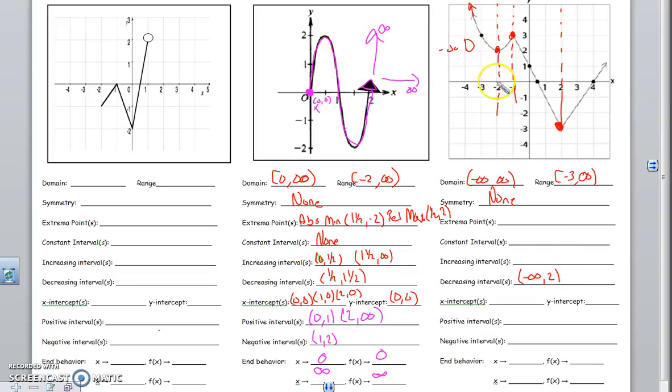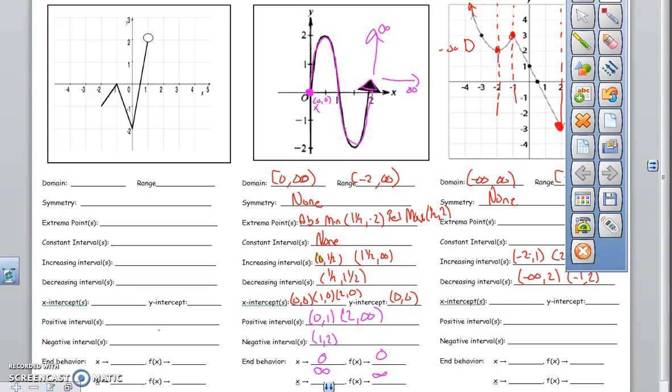And this, between negative 2 and negative 1, is going up a little bit. So there's an increasing interval. Now, from negative 1 to 2, this graph is going down. So between here and here, it's decreasing. And then from 2 to forever, right, the graph's been going up. So from 2 to infinity.